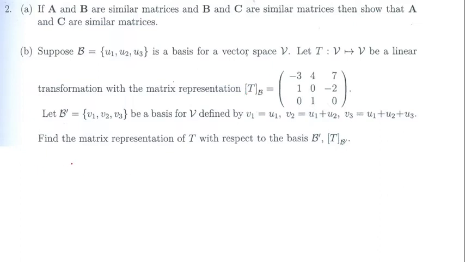I think you already know what similar matrices are. I will start the question from here. If A and B are similar matrices, I can write the matrix A as P B P inverse. I think you know this definition. So P should be an invertible matrix.